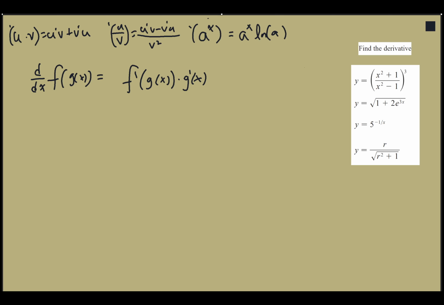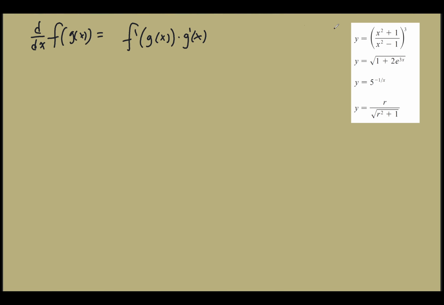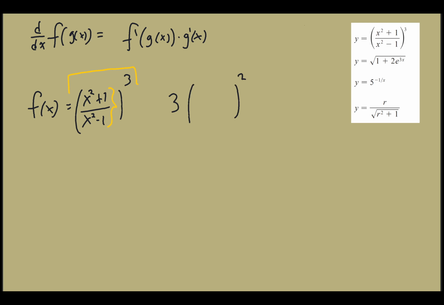Okay, so the first question gives us an obvious quotient. It says f of x is equal to x squared plus 1 over x squared minus 1, and that whole quantity is cubed. Now, what's the outside function? Maybe it's the cube, and the quotient here is the inside function. So f prime points to the cube. And if I want f prime, I'm going to get 3 and something squared, right? And in order to do this g prime, I'm going to need the derivative of this.